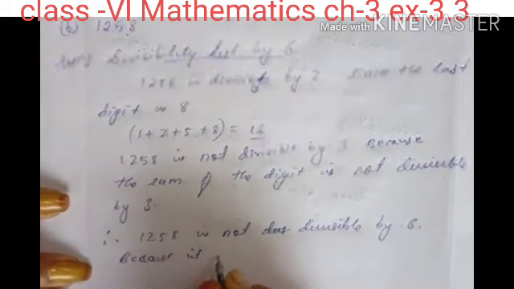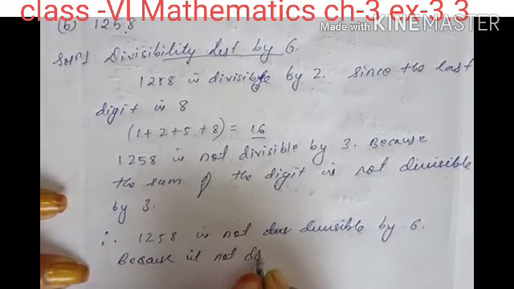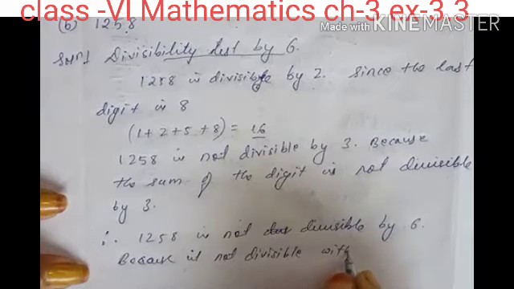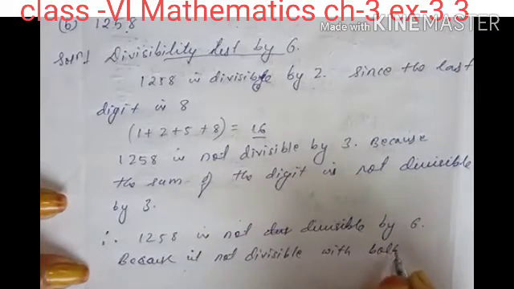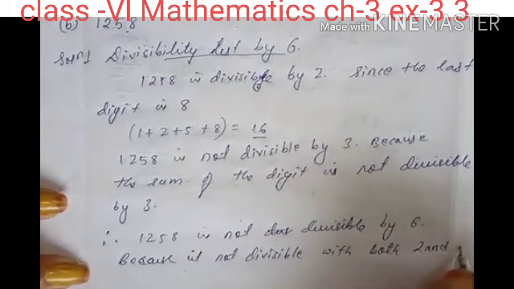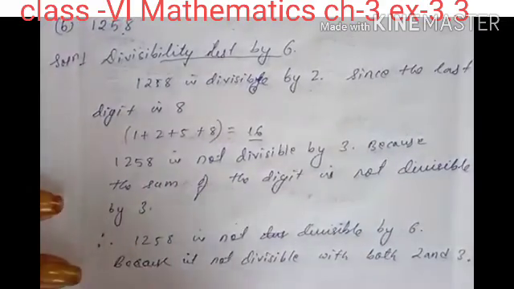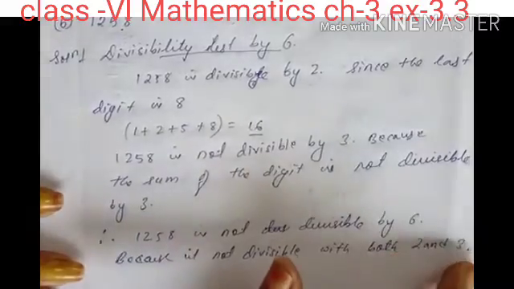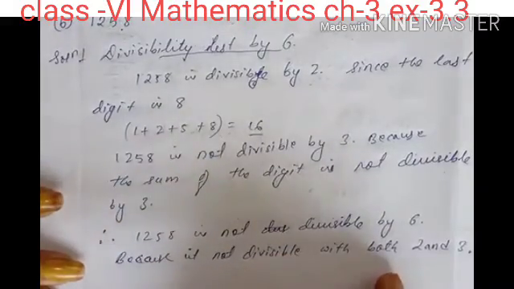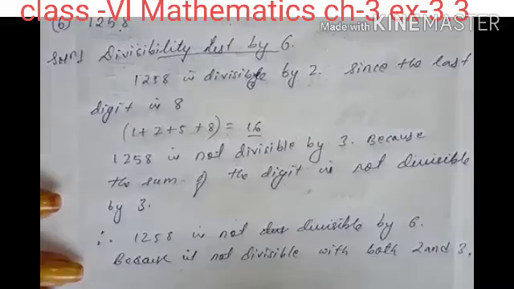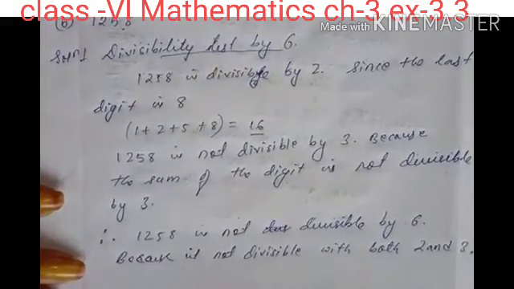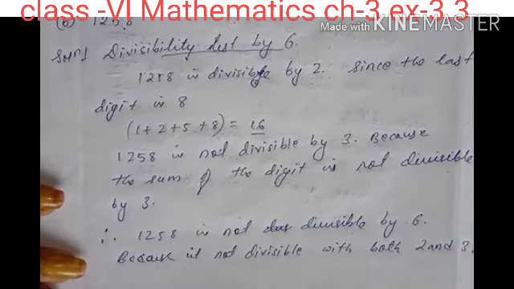it is not divisible by both 2 and 3. Because this number is divisible by 2 but not divisible by 3, it is not divisible by both 2 and 3. So this number will not be divisible by 6. So in this way you will see the divisibility test by 6.